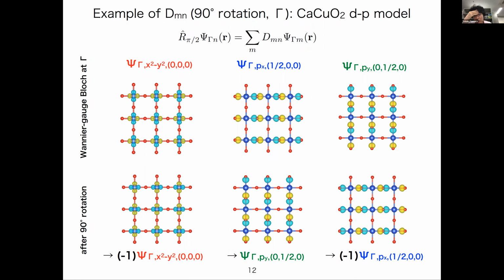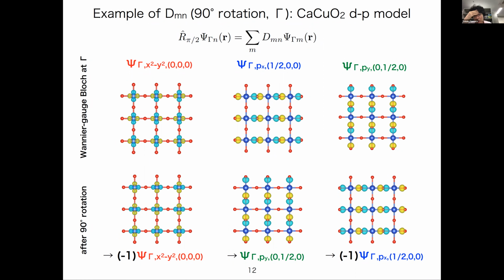On the other hand, if we rotate this Bloch function by 90 degrees, then this Wannier function, this amplitude goes to this point. Then after the 90 degrees, it looks like this picture. Then it gives the minus sign to this px like gamma Bloch function.